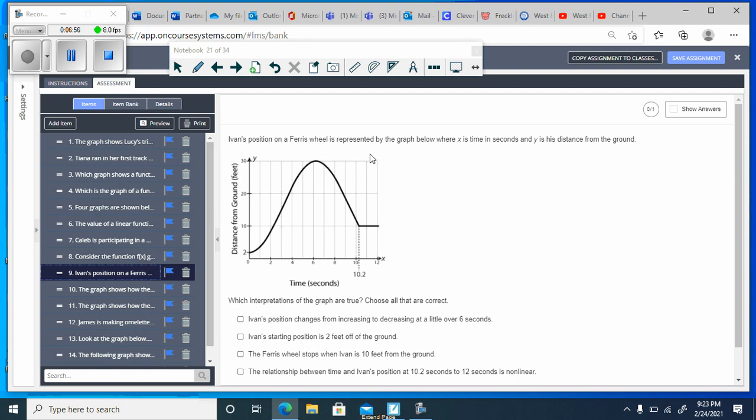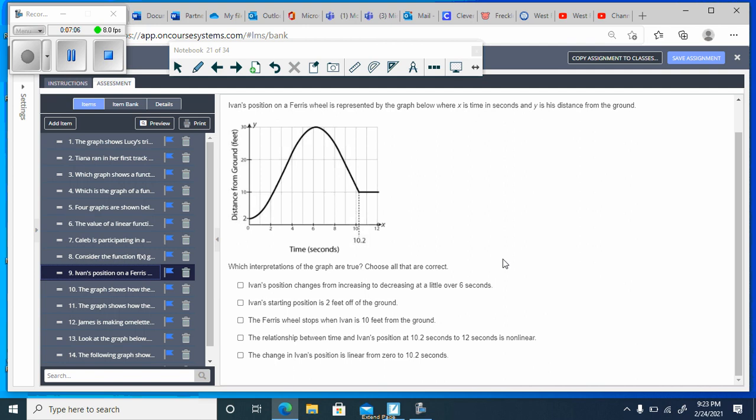Ivan's position on a Ferris wheel is represented by the graph below, where x is time in seconds and y is distance from the ground. Which interpretations of the graphs are true? Choose all that are correct. Ivan's position changes from increasing to decreasing at a little over 6 seconds. So he's increasing here, and at 6 seconds, he starts going down, right?